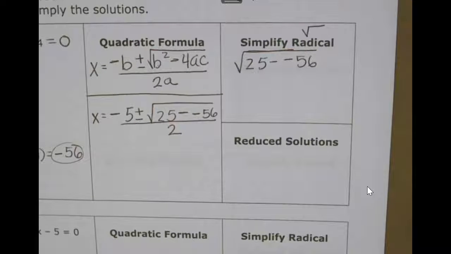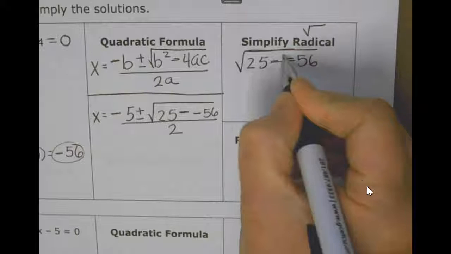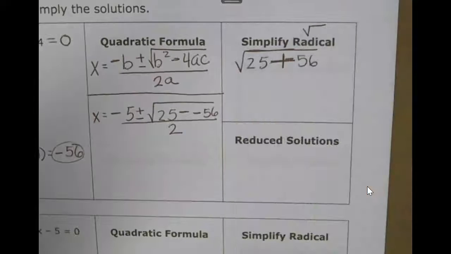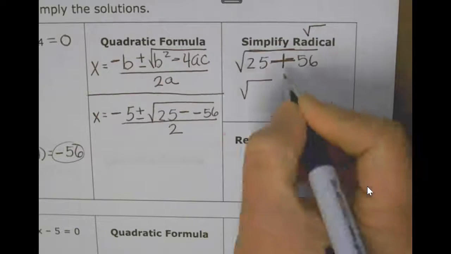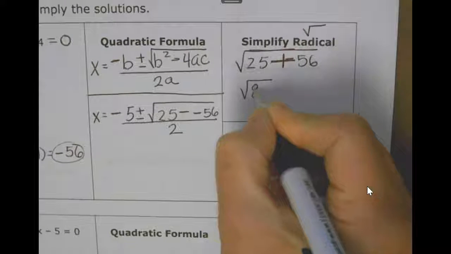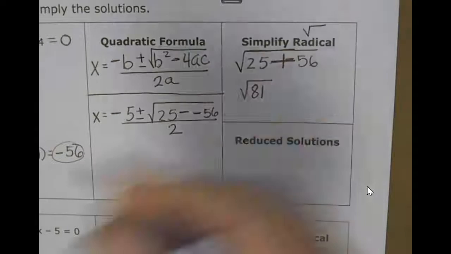So right here is where I'm going to say, I know that minus a minus makes a plus. And I am going to add those together, and that will be 81. Now, I don't need a birthday cake like I was doing yesterday. For this one, the square root of 81 is 9.